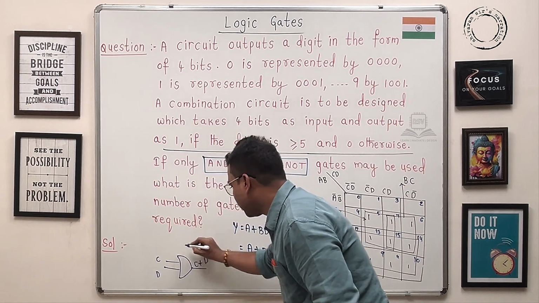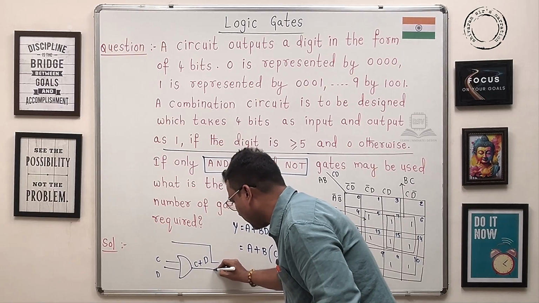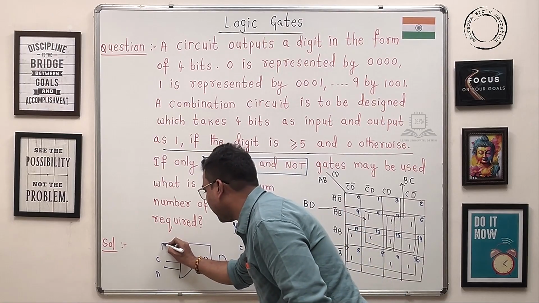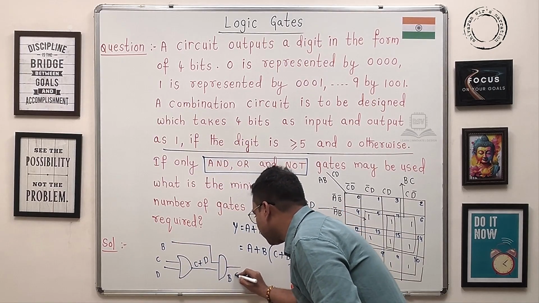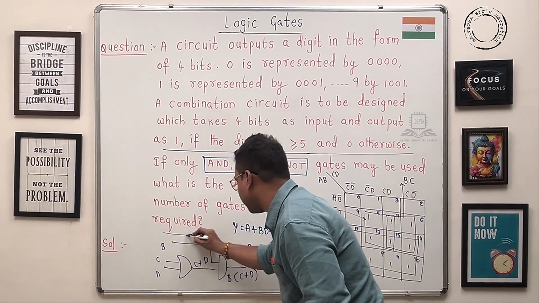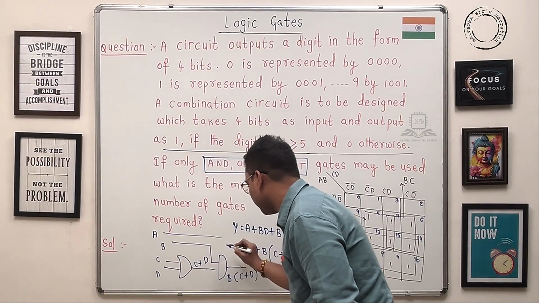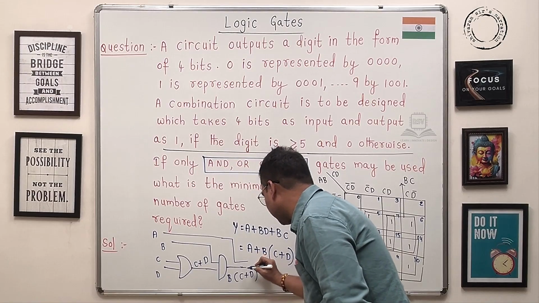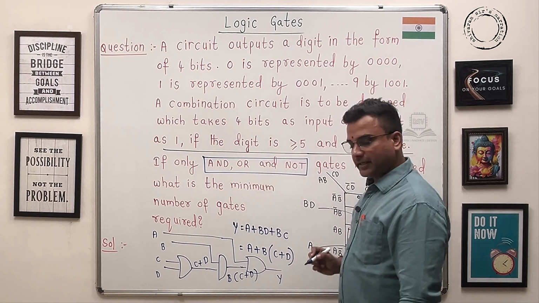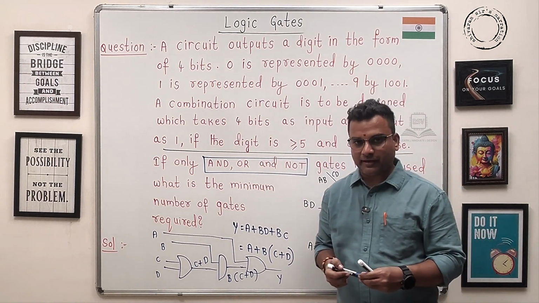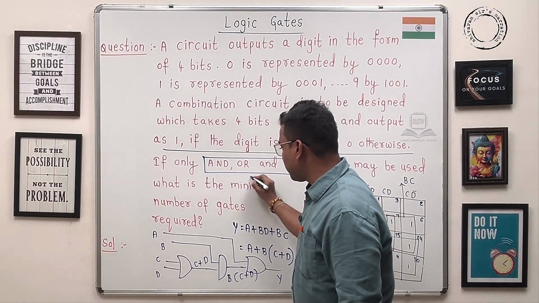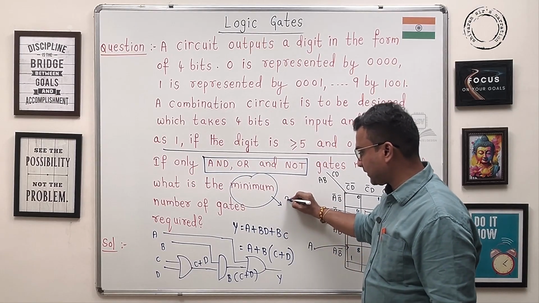And you can give the same to one AND gate, so that you will get B into C plus D, and this will be given to again one OR gate. Let's say this is A, and here we have given to one OR gate, and this will be Y. Hence guys, how many gates are required? 1, 2, 3. Hence the right answer, the minimum number of gates required, is 3.